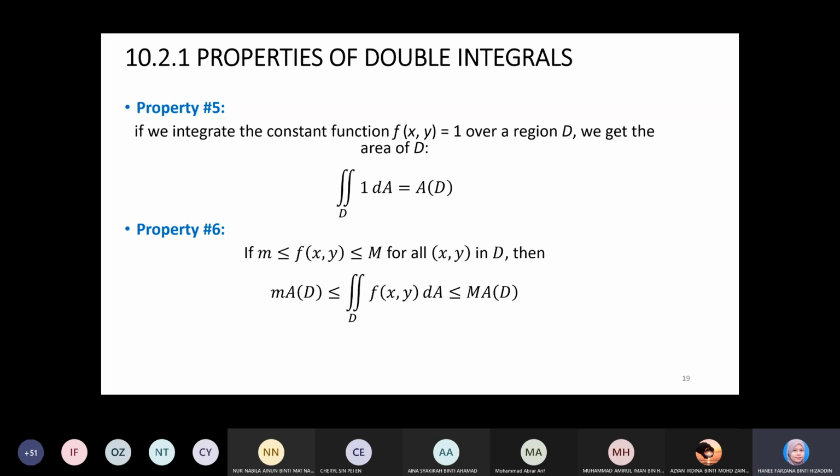Okay, property number 6. If f(x,y) lies between m and capital M for all x and y in the region D, then the integral of f(x,y) with respect to the area would also be between the value of m multiplied by the area of D and M multiplied by the area of D.